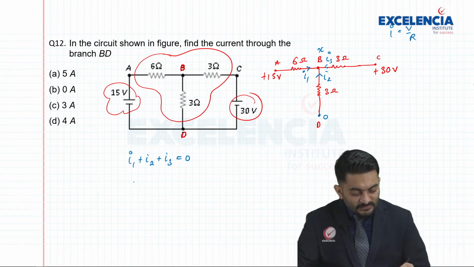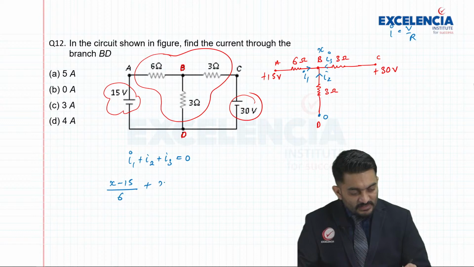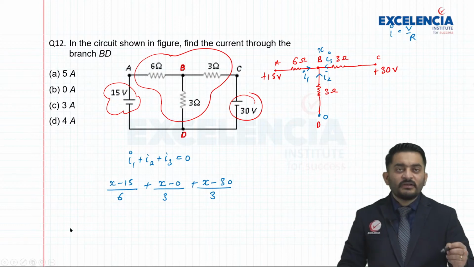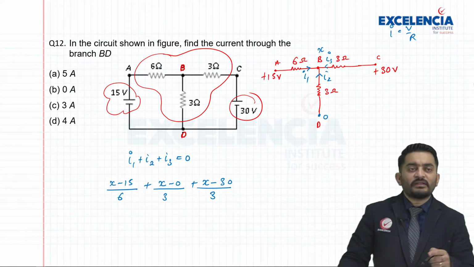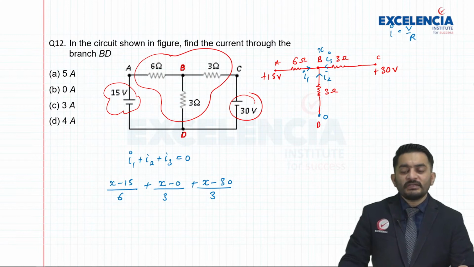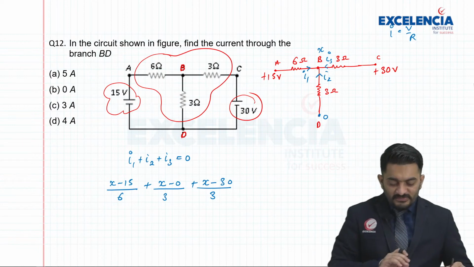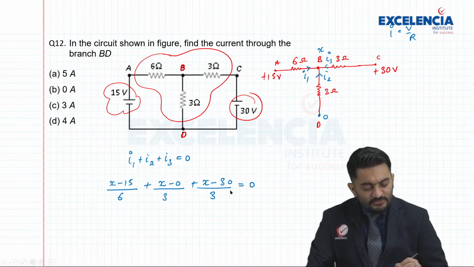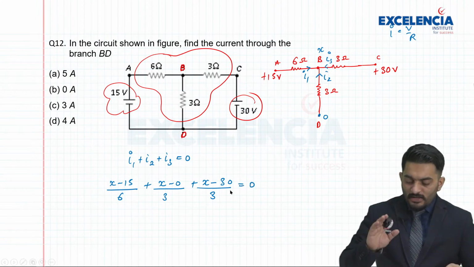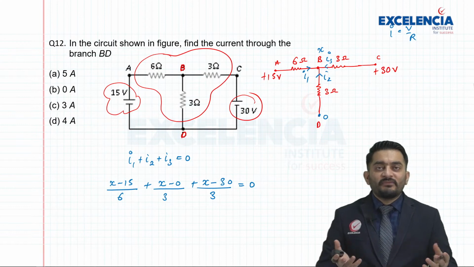So when you write I1, it is (X minus 15) over 6. Plus (X minus 0) over 3, plus (X minus 30) over 3, the value of resistance is 3 ohm. You can see the resistance I have written at the denominator and the potential difference on the top. This sum should be equal to 0. Now what we need to do? Simplify, get the value of X.